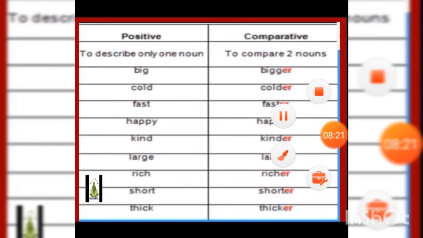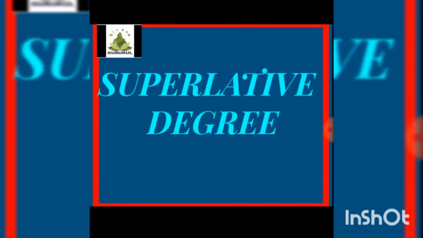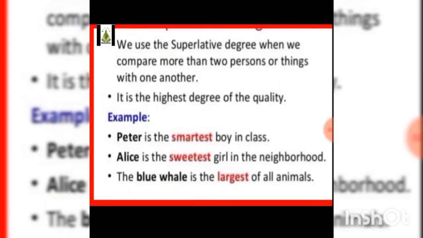Okay, children. Now, the last degree is the superlative degree. See the definition, children. We use the superlative degree when we compare more than two persons or things with one another. It is the highest degree of the quality. So children, what is the superlative degree? It means that when we compare more than two persons or things with one another, it becomes a superlative degree. And in superlative degree, children, we add est.